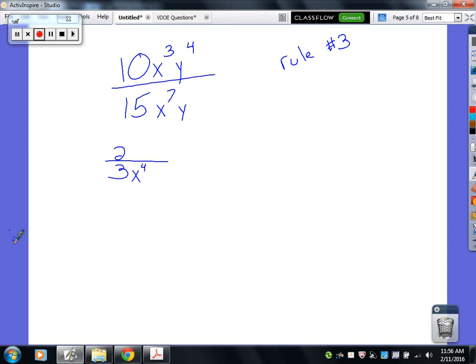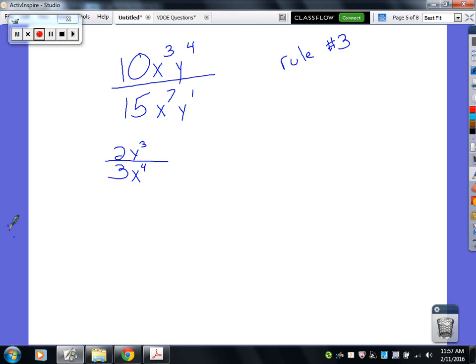The y's, I have y to the fourth. And what is the exponent of this y? 1. So what's 4 minus 1? 3. So where do I put y to the third? In the numerator. How do I know the numerator? Because that's where y to the fourth, the bigger, was. Y to the third. Now look, can I do 4 minus 3 right here?